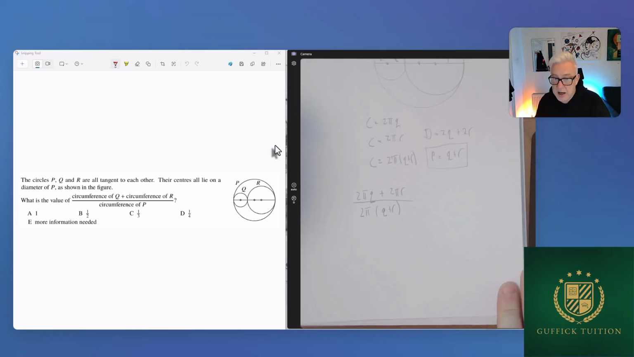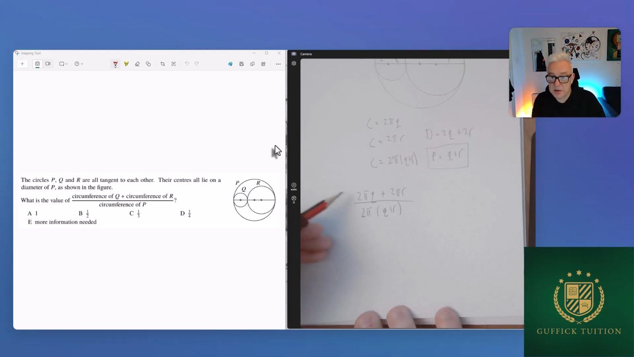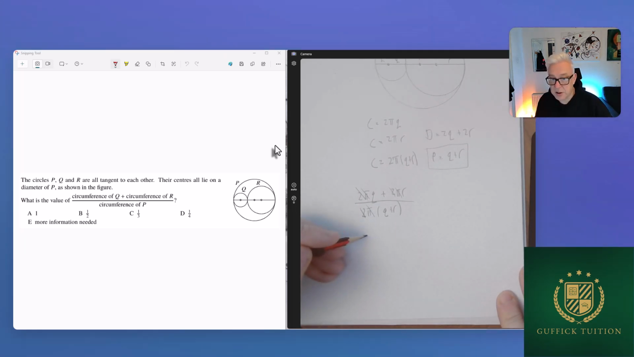Now, we can cancel out 2 pi, because 2 pi is common to every single term in this whole expression. So cancel, cancel, cancel, cancel, cancel, cancel. You can only do that when something's in every single term. And that gives us Q add R over Q add R. So the answer is 1.